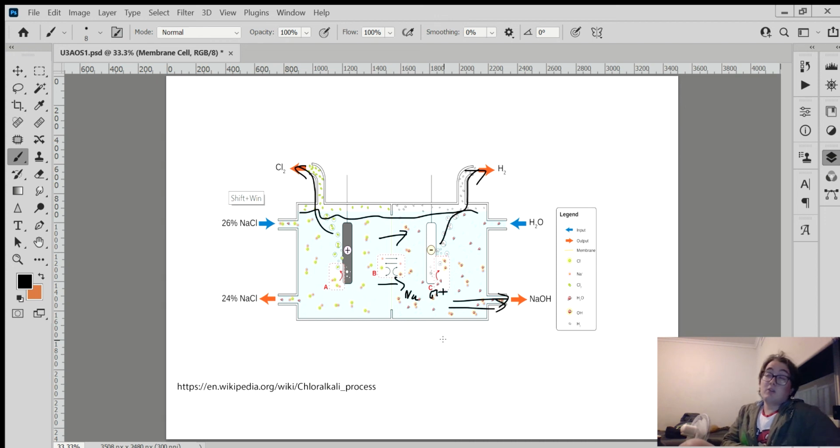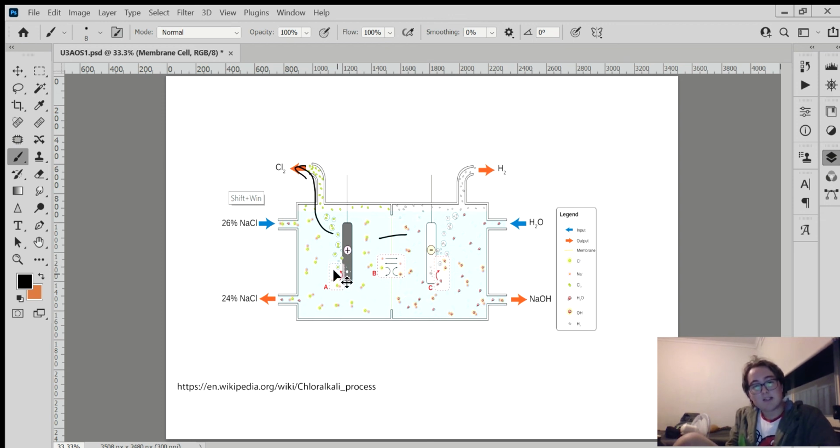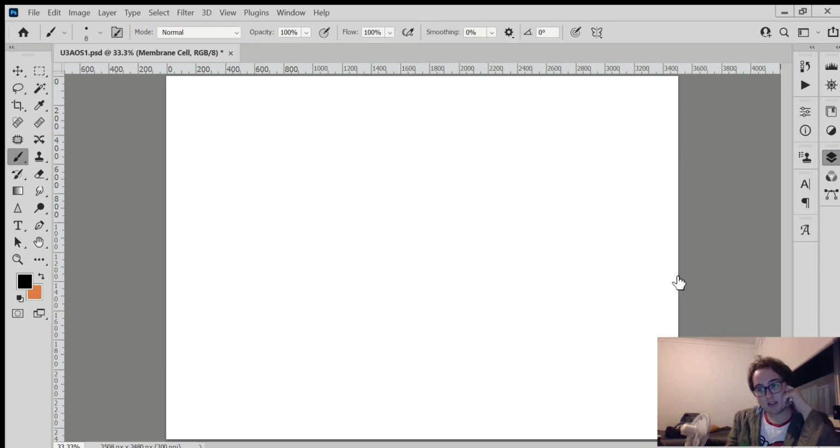Another kind of cell that's not used today is called a diaphragm cell. It's essentially the same thing, but instead of this nice membrane we have here, it was an asbestos layer. The asbestos layer wasn't as good of a net, so this was a bit less pure. Also, we don't really like using asbestos for a lot of things. It's a potent carcinogen, so we try and avoid using it.